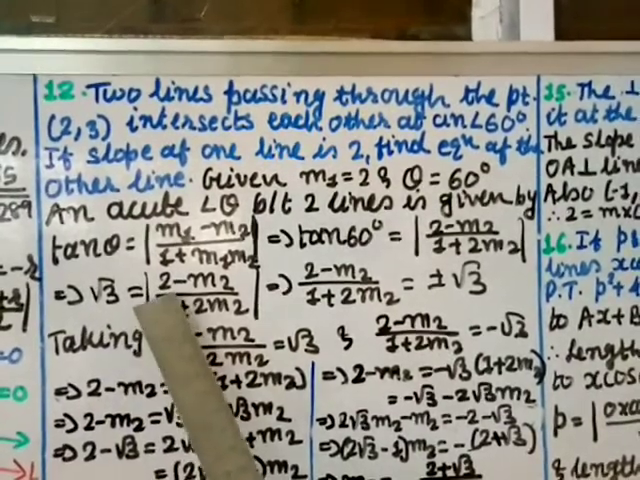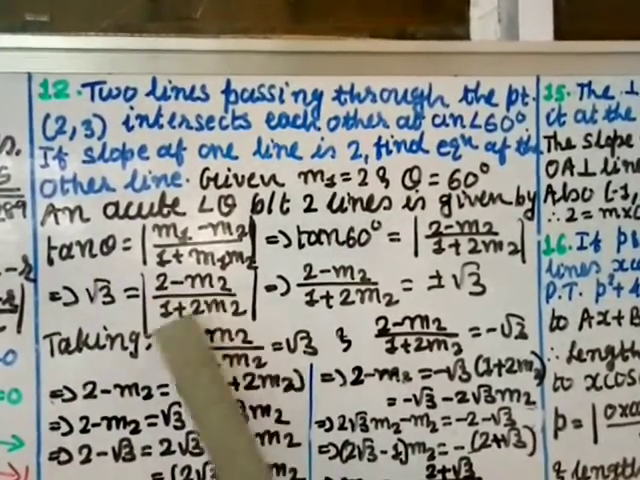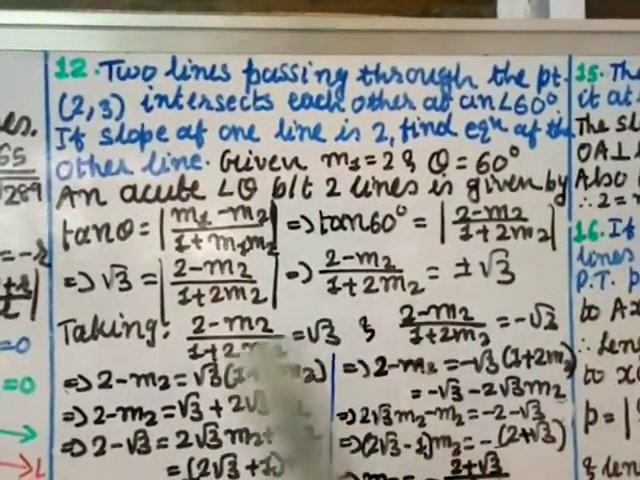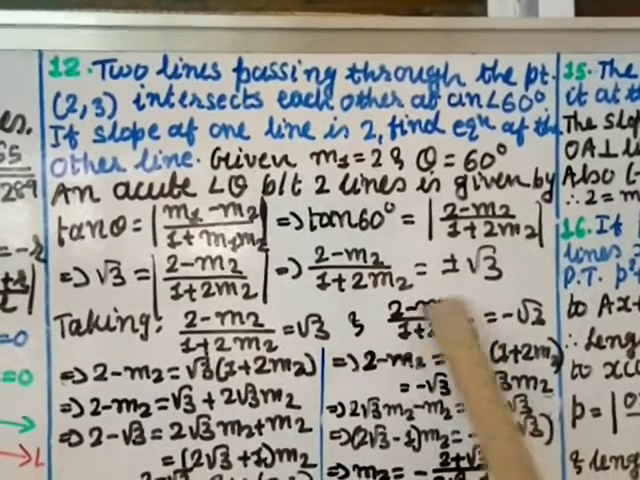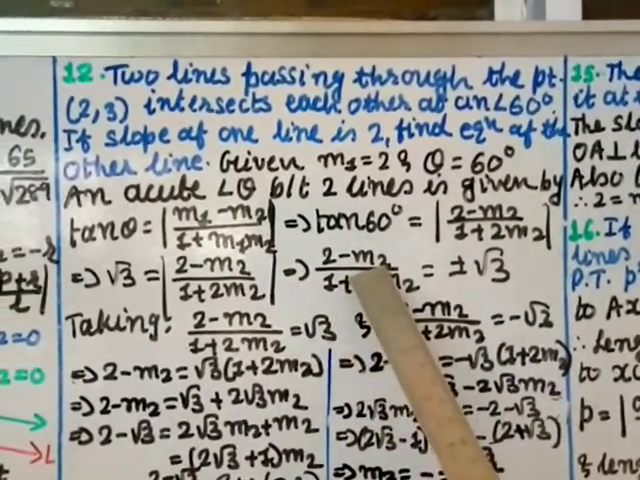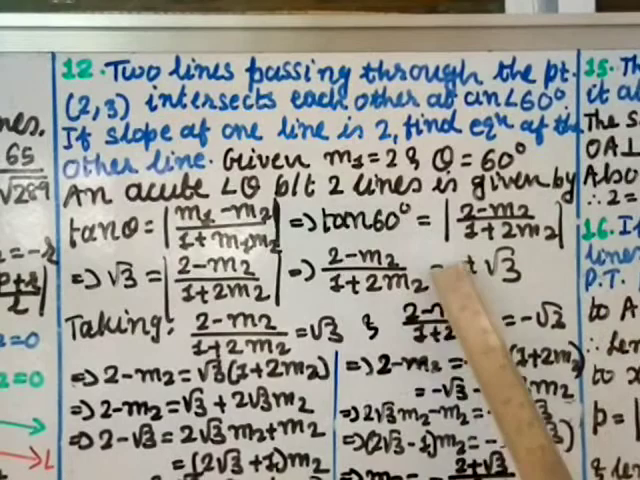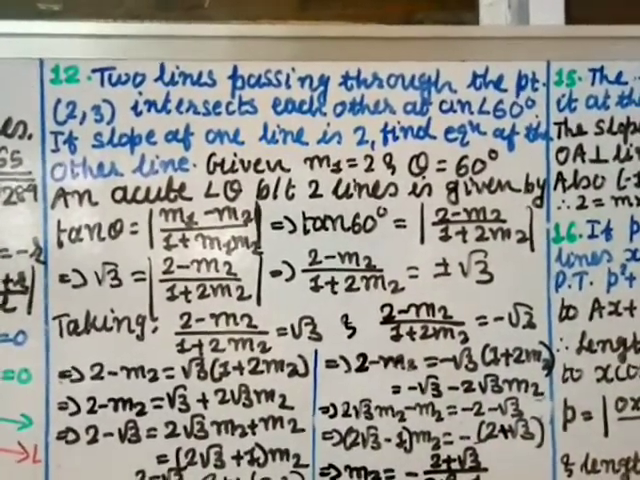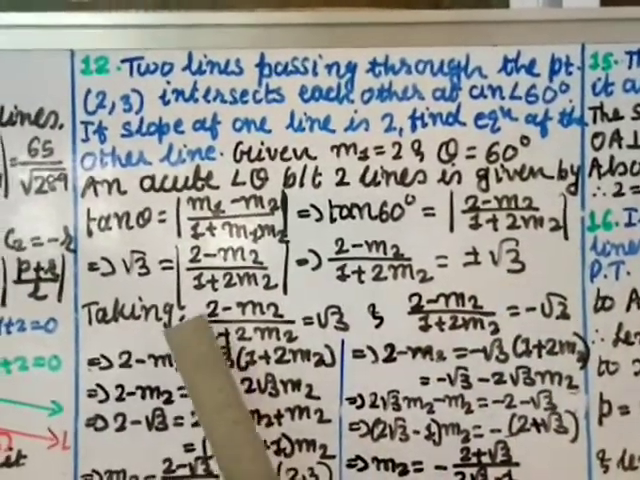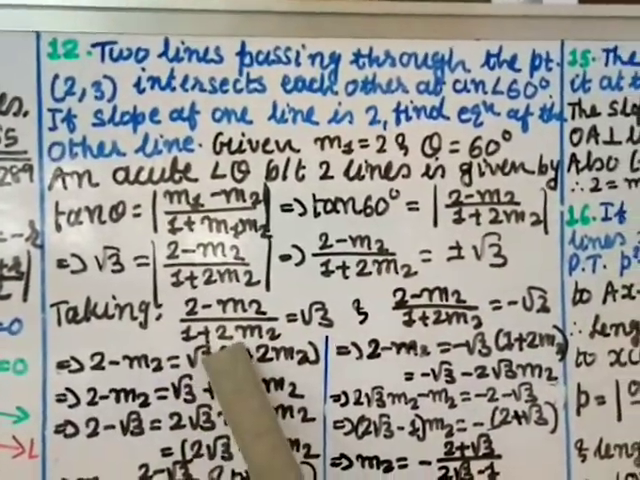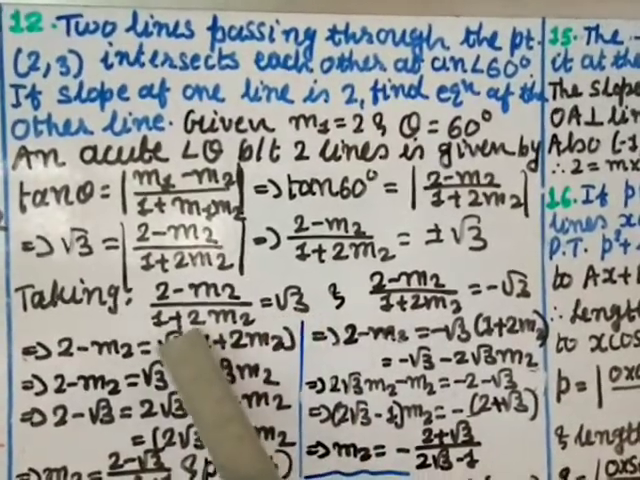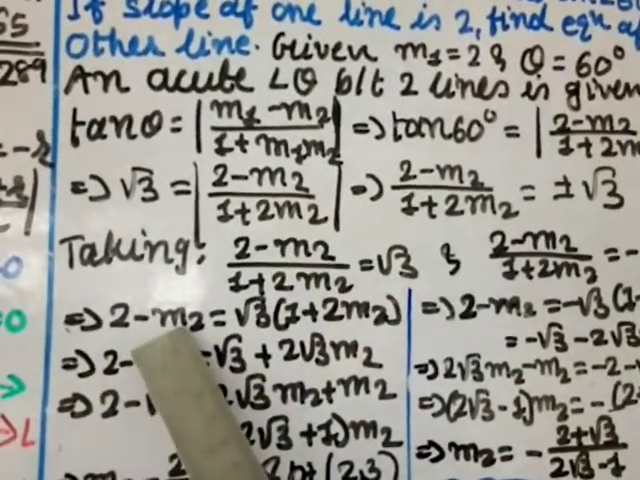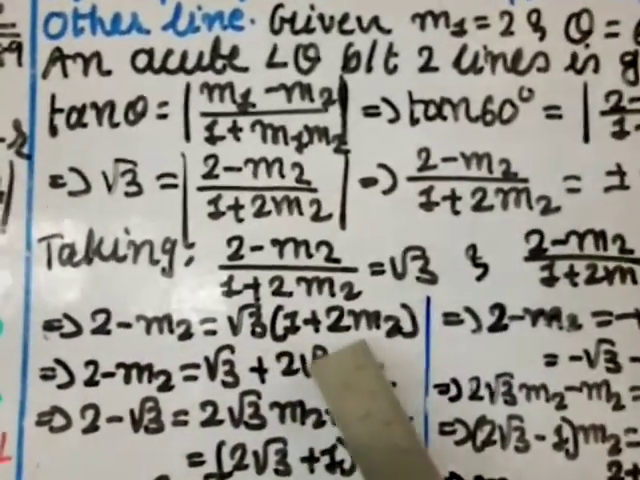Now this tan 60 value is root 3. This gives you 2 minus m2 divided by 1 plus 2 m2. Now if you remove this modulus, you can take root 3 as plus or minus. So I remove the modulus, and I get 2 minus m2 divided by 1 plus 2 m2 equal to plus or minus root 3. This means you take one positive root 3, second time negative. First I'll take positive. So 2 minus m2 divided by 1 plus 2 m2 equal to root 3. From here, this you transfer here, multiply with this. So what you will get here is 2 minus m2 equal to root 3 times (1 plus 2 m2).